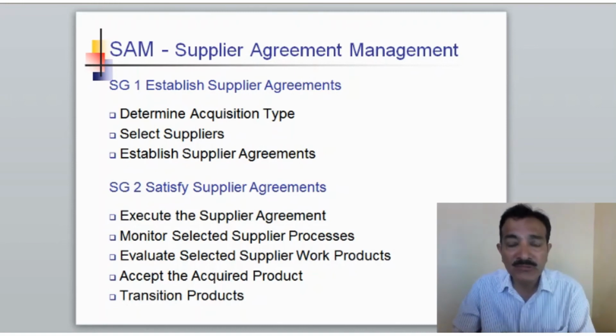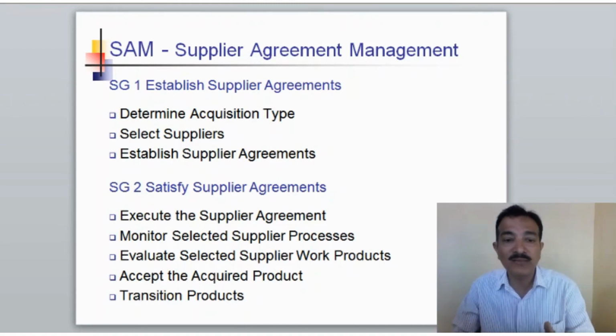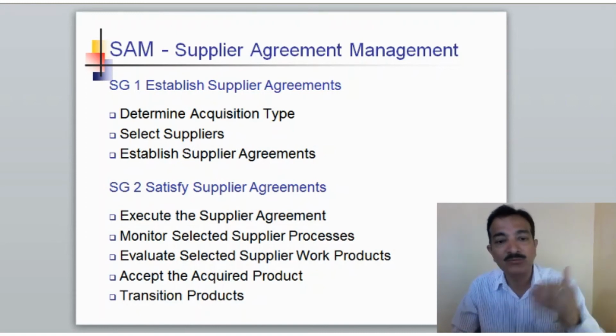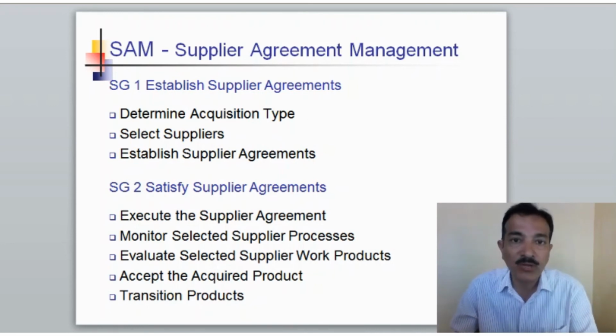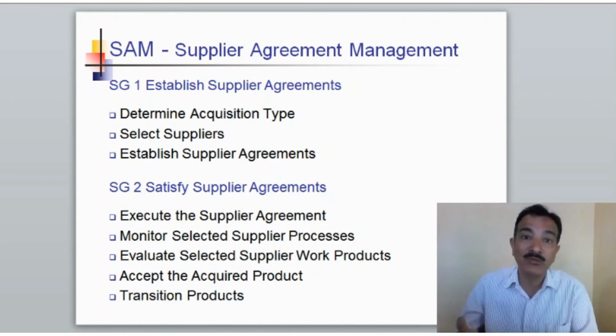So you will execute the supplier agreement, which is nothing but ensuring that whatever supplier agreement you have established is executed. You have brought in all those terms and conditions, you have told what the reviews are, whether you will have a PDR review, CDR review, and the different progress reports that you would want to see during the course of the process. You would monitor the selected supplier processes. So based on the agreement, you will identify initially, and then you would monitor the processes that you are supposed to.